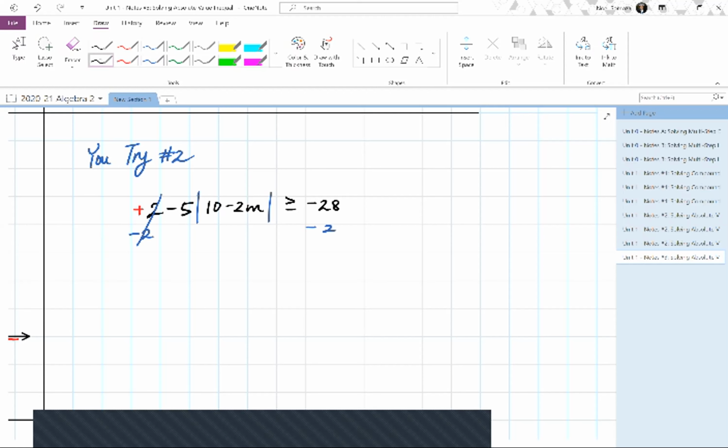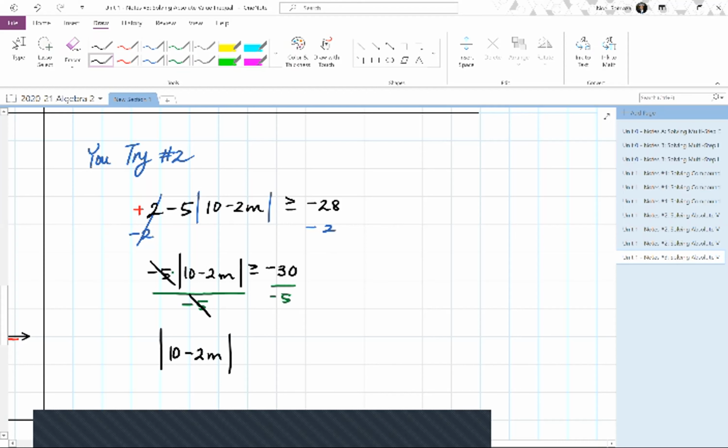Okay, so then what we get now is a negative 5 times the absolute value of 10 minus 2m is going to be greater than or equal to negative 30, right? At this point, since you have negative 5 times the absolute value, you want to get rid of that. So you're going to divide both sides by a negative 5. Okay, so now you get the absolute value of 10 minus 2m. That comes down because the negative 5s divide each other out. When you divide by a negative, what happens to that inequality?